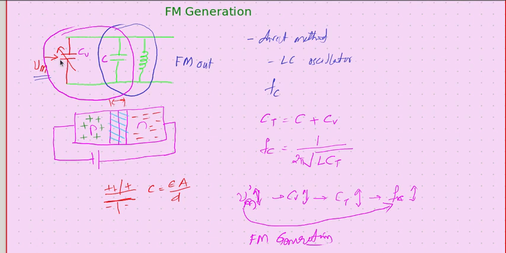So a diode in reverse bias condition can be used in this place, and this type of diode which shows the variation in the capacitance in a pronounced way is called a variable capacitor diode, or in short it is called varactor diode.